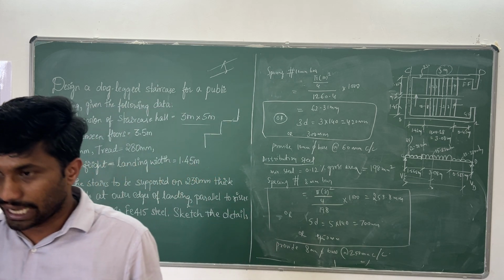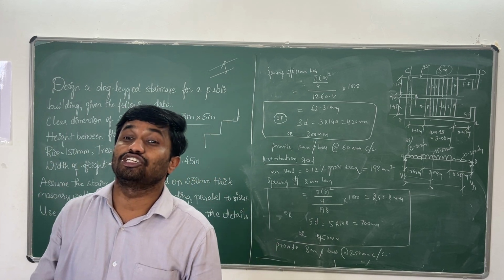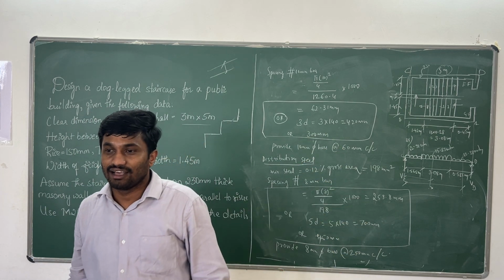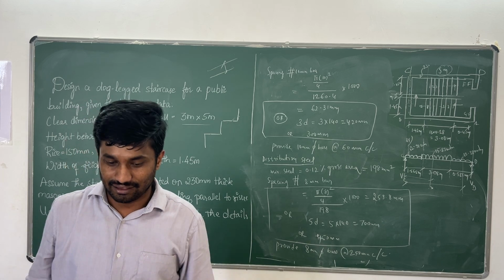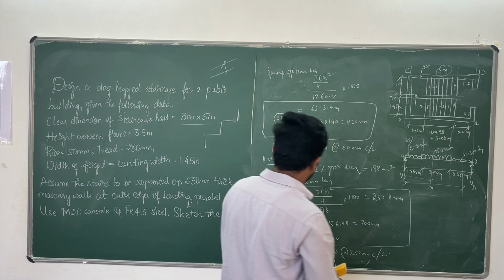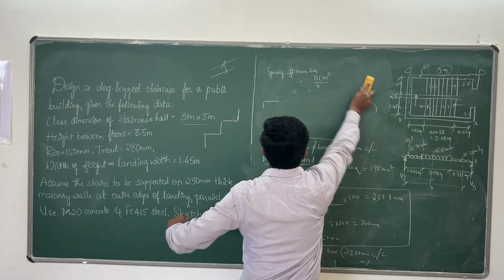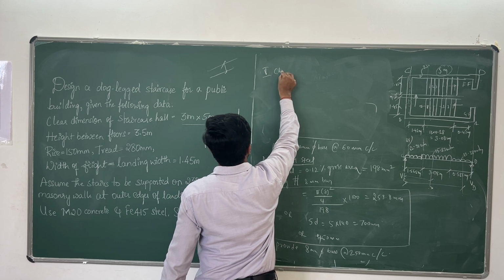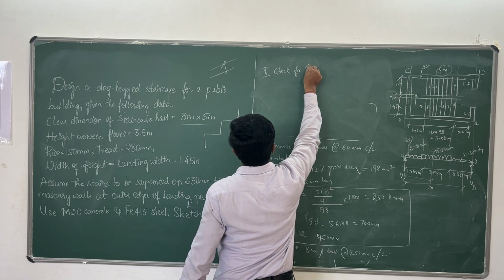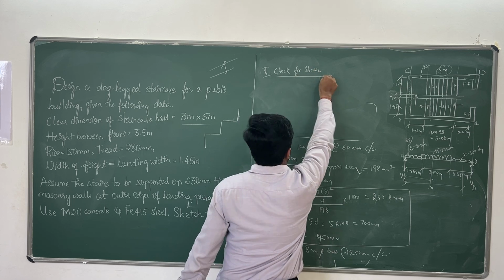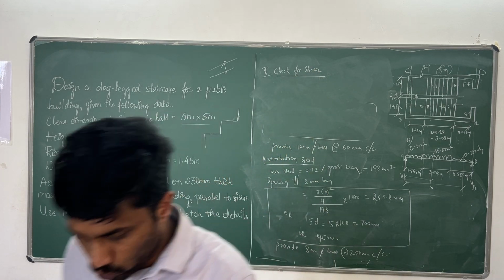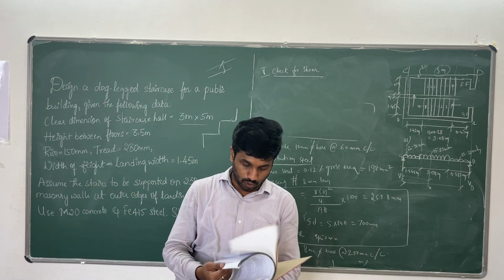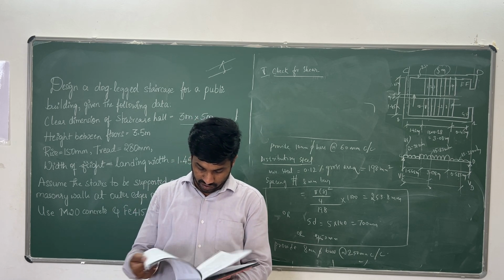Any doubts? Then the last criteria is check for shear. Then we have to sketch this main steel as well as distribution steel. Then the last step. What is the step number? Step number 5. Check for shear. As per your code, page number 72, clause 40.